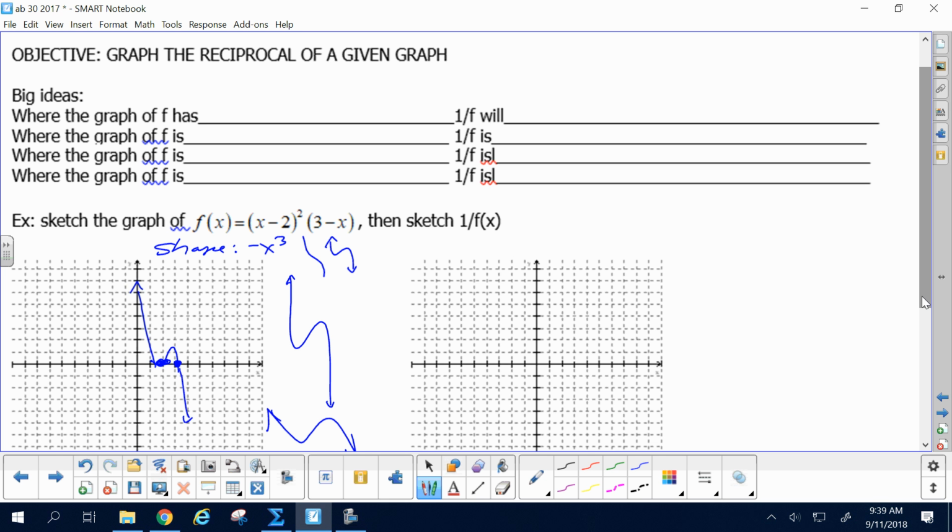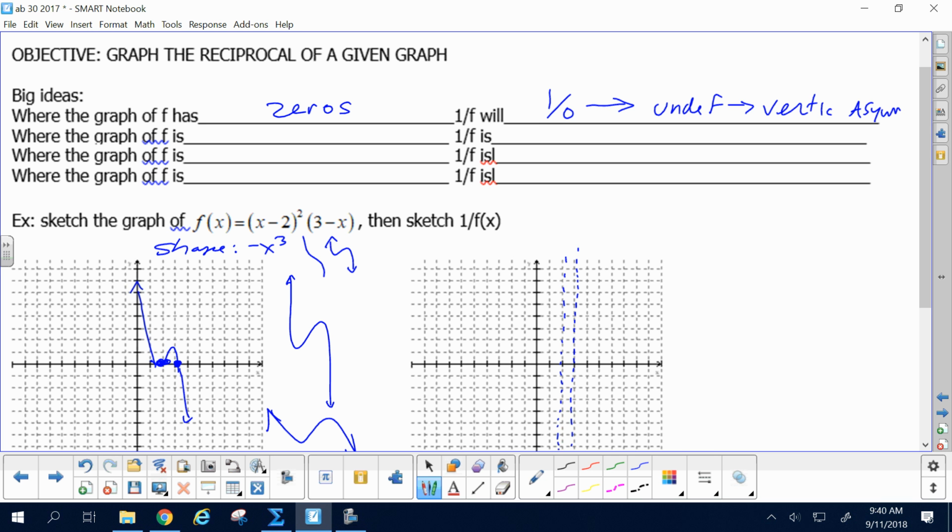All right, now, the topic of the day then is, what about if you graph the reciprocal? Let's start here. Where the graph of f has zeros, 1 over f will have 1 over zeros, or what does that mean graphically? Undefined, which means vertical asymptote. So I'm going to have vertical asymptotes at 2 and 3. Really thin region there, all right?